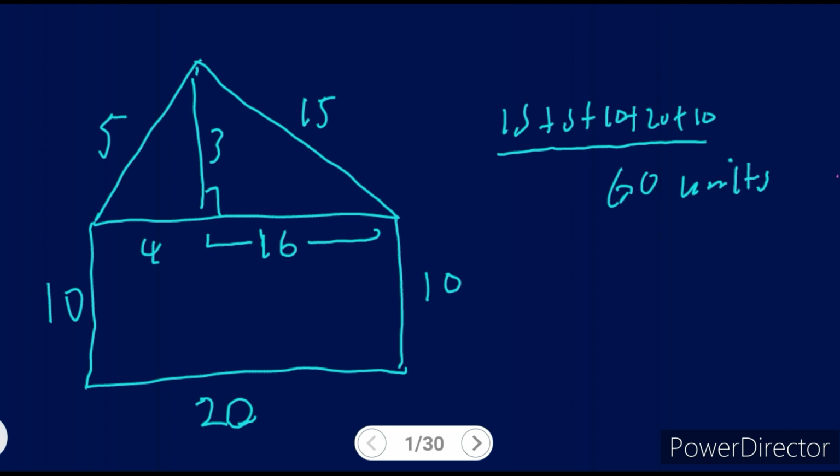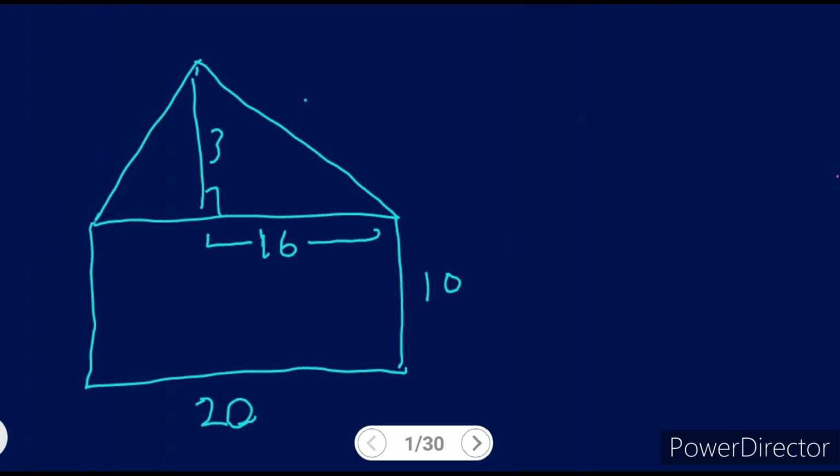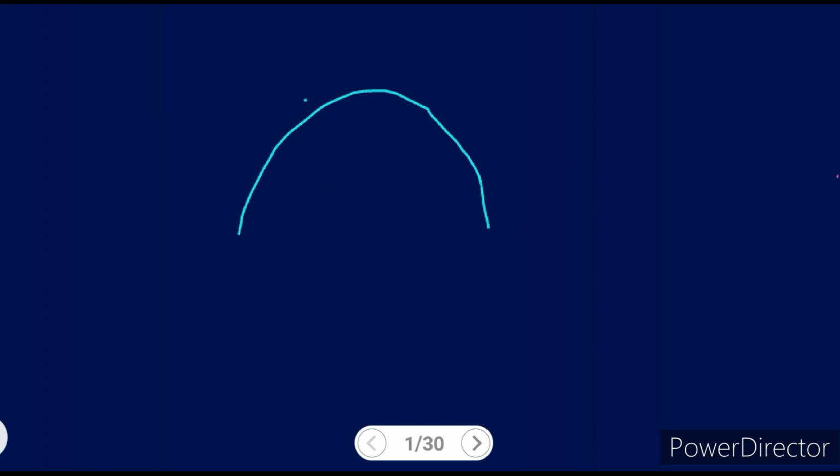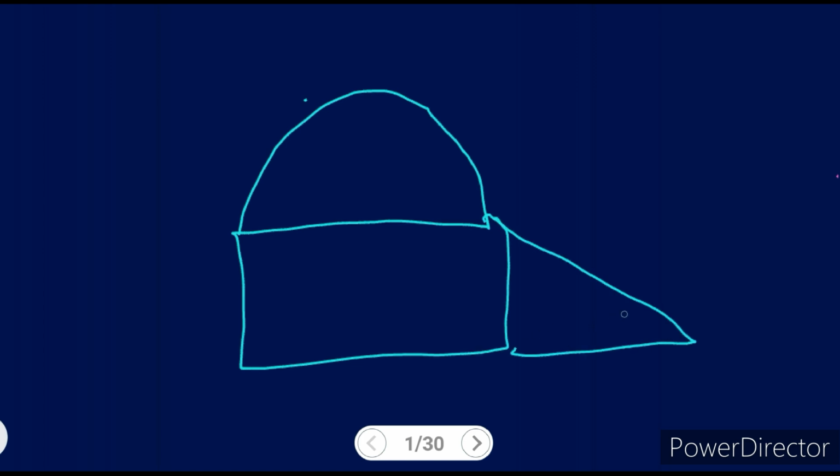Yep. So this brings us to the end of the video. So that is perimeter and area. For instance, sometimes you could have a shape like this. If you're asked to find the perimeter, you have to know this side, this side, this side, this side, and this side. If you can find all of them, then you have found the perimeter. Yep. So that is just it.